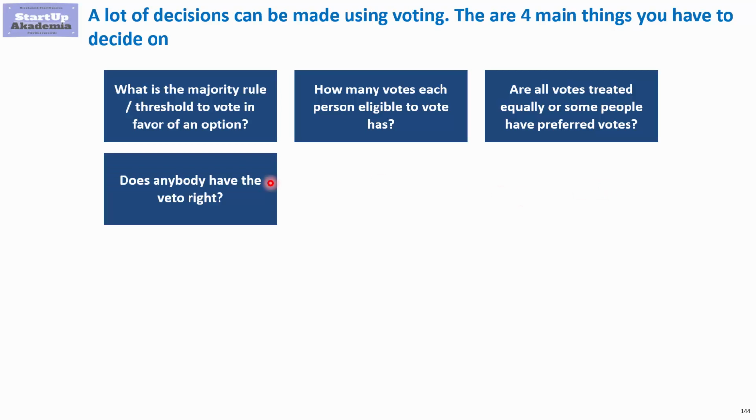And the final thing is whether anybody has a veto right. By veto right, we mean that his decision for no overrules all other decisions. So if he decides no, no matter what the results of the voting are, you will not do the thing that was being discussed. Now let's have a look at some examples and see how those 4 elements play.